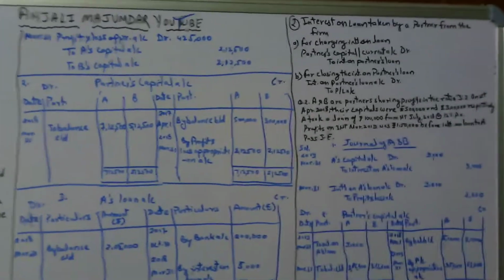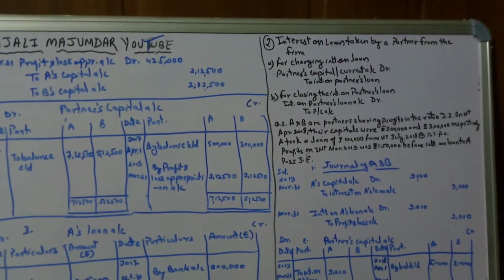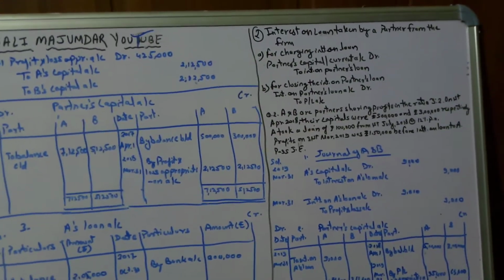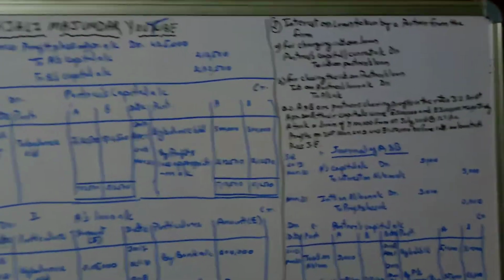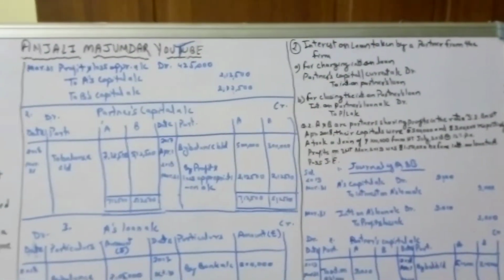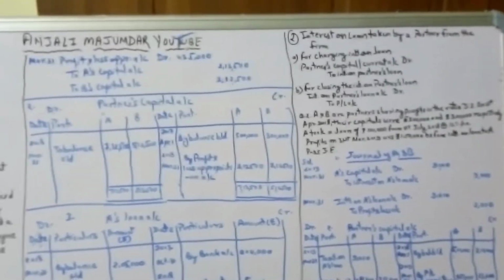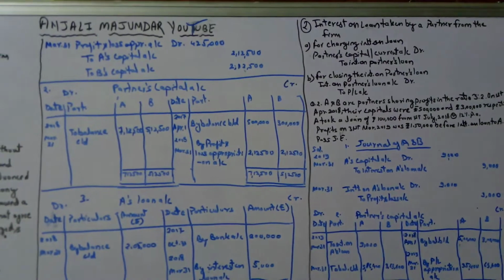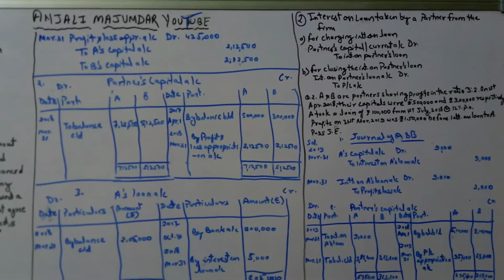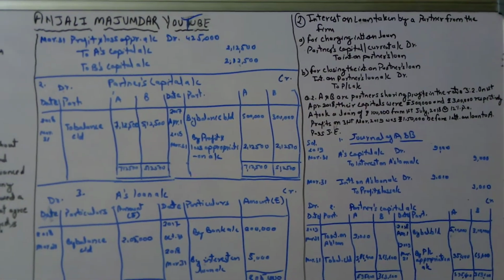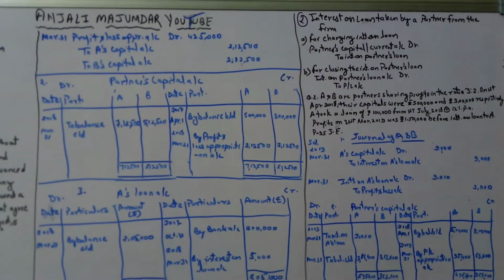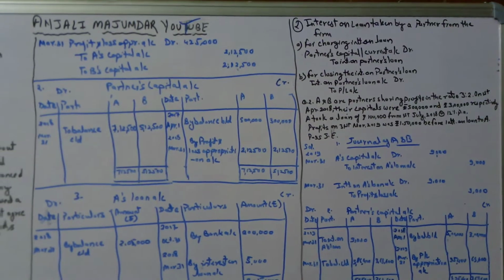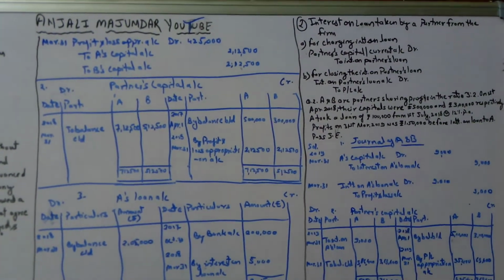Now have a look into the second condition, where interest on loan is taken by a partner from the firm. Here the partner has taken loan from the firm. In that case, at the top I have written the entries to be passed for charging interest on loan. Partner's capital or current account debited to interest on partner's loan account, and for closing, interest on partner's loan account debited to P&L account. So here remember, you do not have to maintain any loan account. Directly the amount will be entered in the partner's capital or current account.